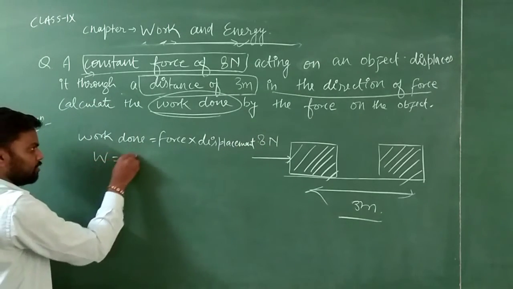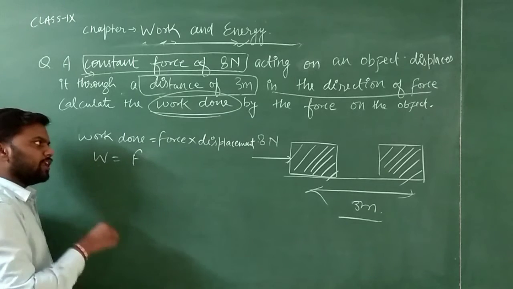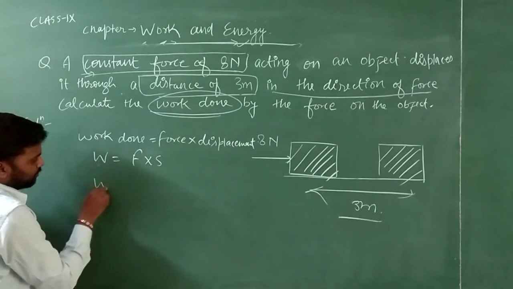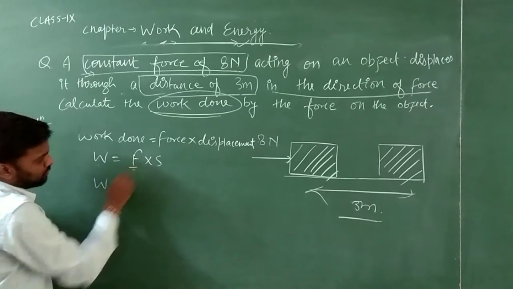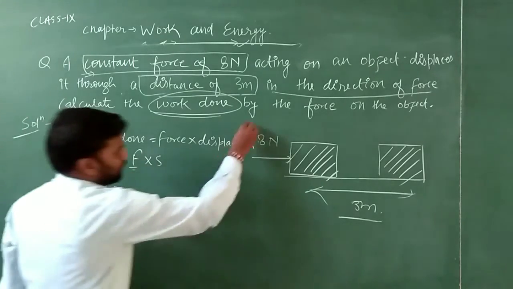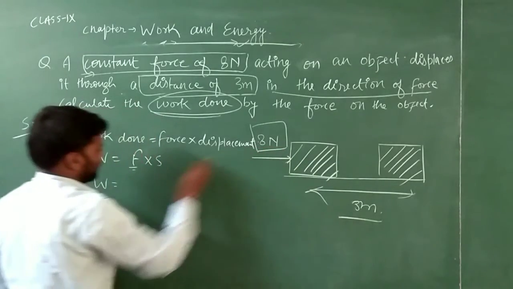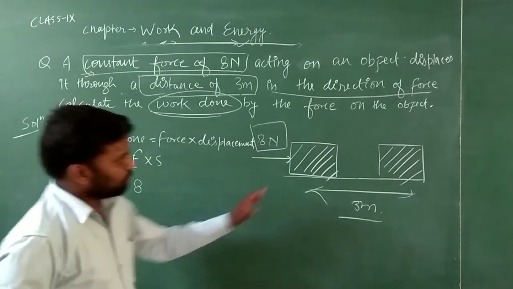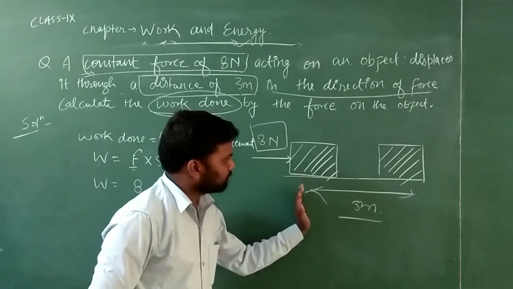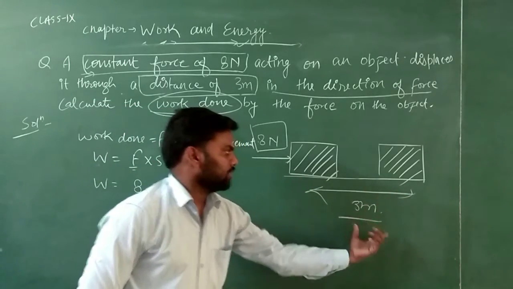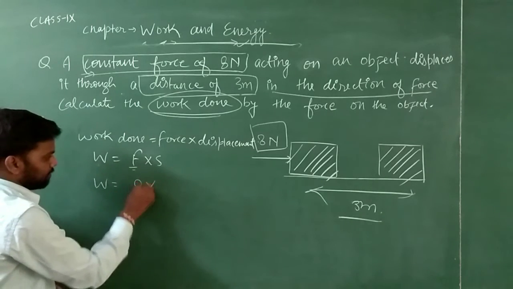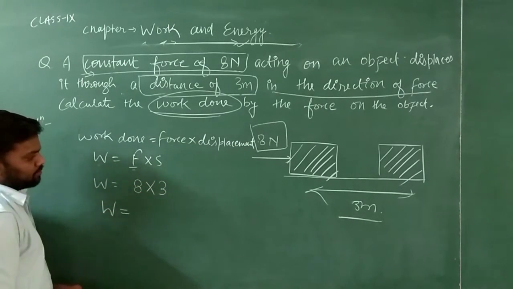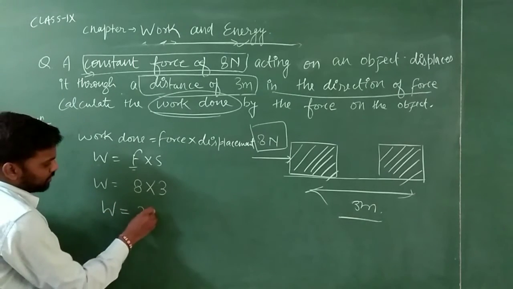Now, we also know the formula, so we can directly apply it: F into S. Student, we already know the force applied here is 8 Newton. We are applying 8 Newton force, and the object is displacing from this position to this position, that is 3 meter. So 8 multiplied by 3, we will say that work done will be equal to 8 times 3, that is 24.